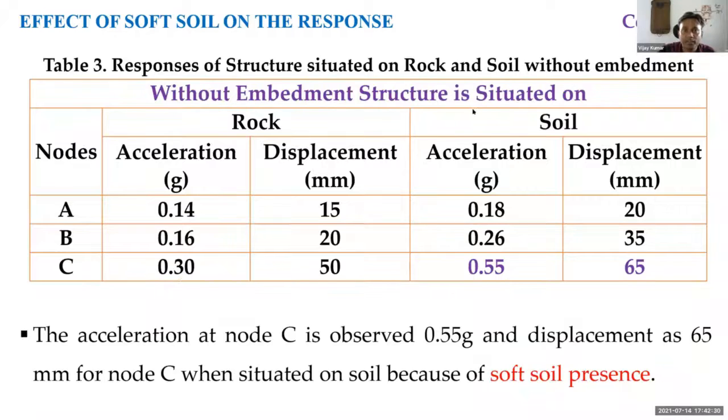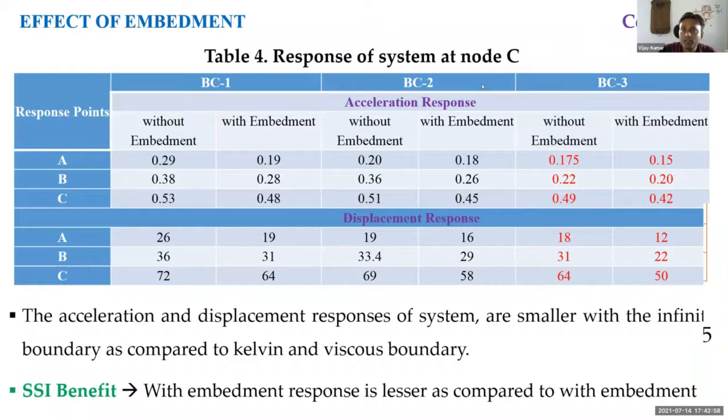So we can understand from the table, when the embedment effect was studied, when the structure was placed on rock and soil, we can observe that the structure placed on soft soil gets more response than the structure placed on rocky strata. So we can say SSI has some effect when a structure is placed on soft soil. Again, the same structure was studied with three boundary conditions for the acceleration and displacement response. We can say that the acceleration and displacement response of the system are smaller when we use the infinite element boundary condition for the system that has been considered.